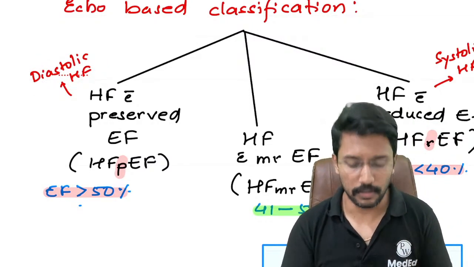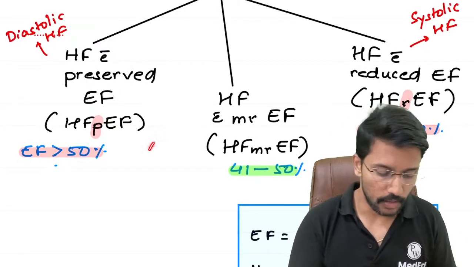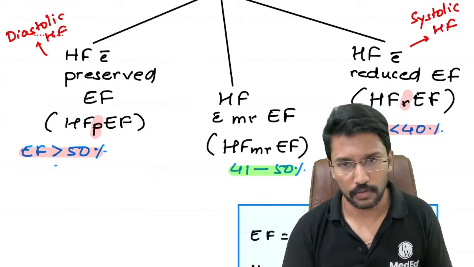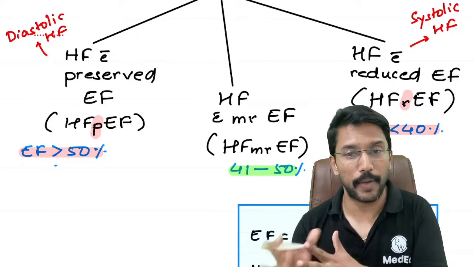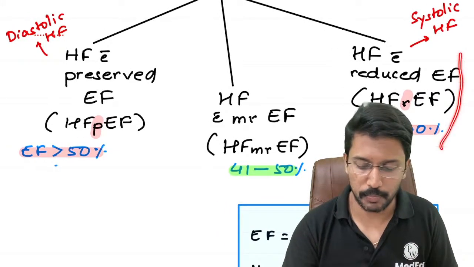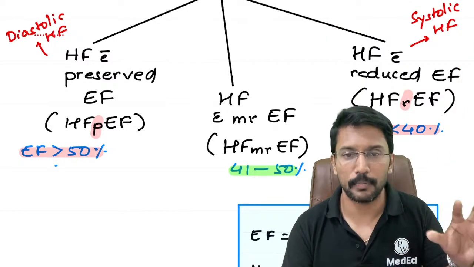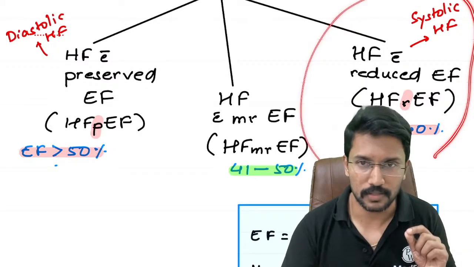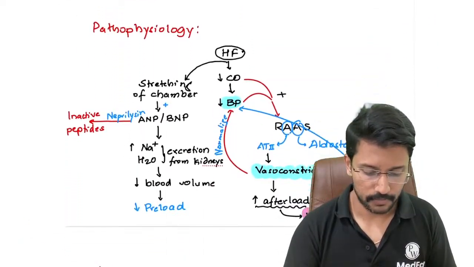Again, why is this important? Because before the advent of echo, we were not diagnosing these cases as heart failure. So whatever we know today about heart failure, its management, and its impact on mortality, all comes from our experience with heart failure with reduced ejection fraction. So all of our pharmacology and pathophysiology discussion is going to focus on systolic heart failure, or heart failure with reduced ejection fraction. Okay.